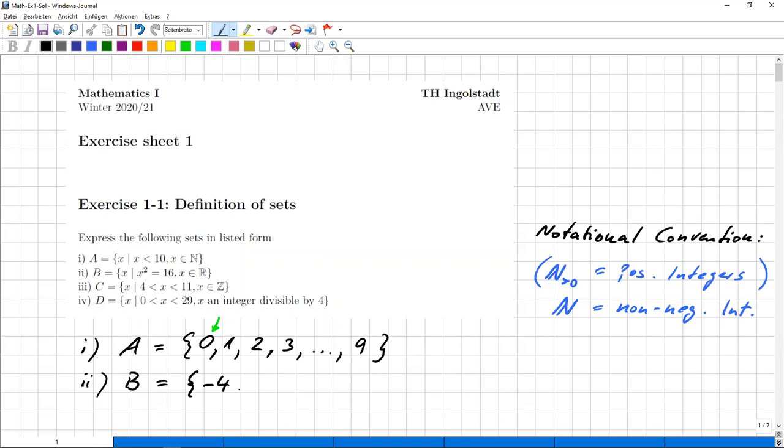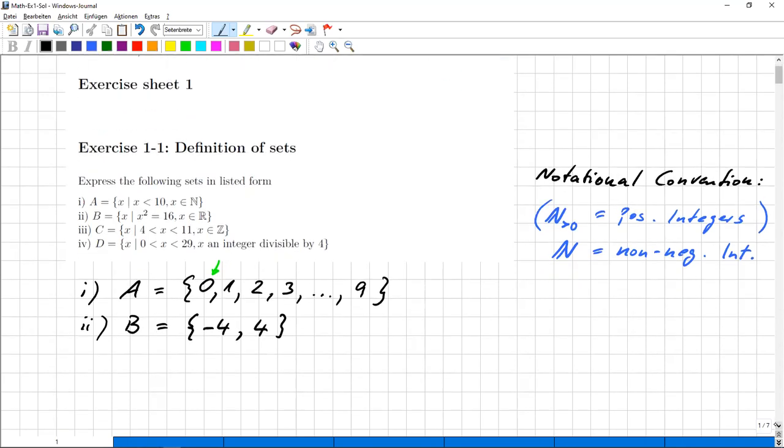That's fine. And then the next, I use commas as a separator. Okay, you could also use semicolon, but I think commas are okay. And then again, 4. And any more? No. Right, because it's an equation and has two solutions. Of course, these sets are constructed so that they all contain exclusively integers, so that we can easily combine them.